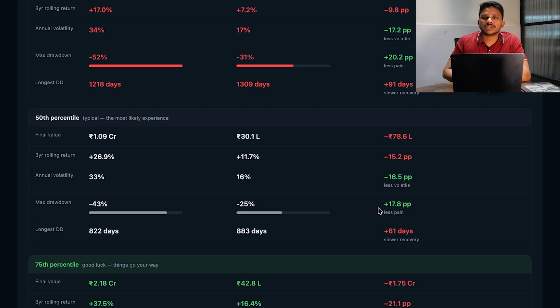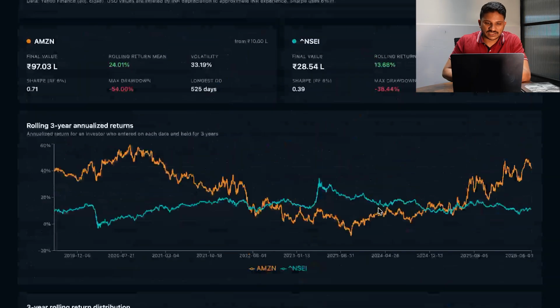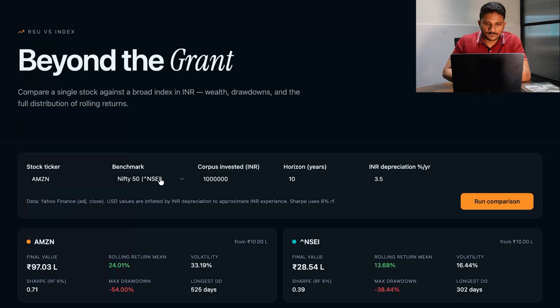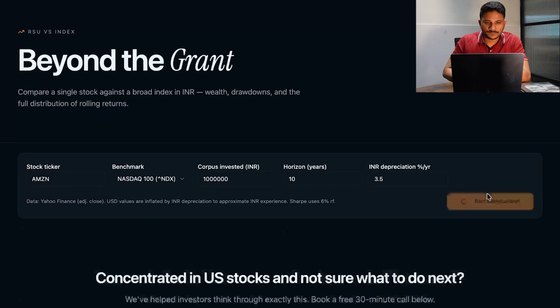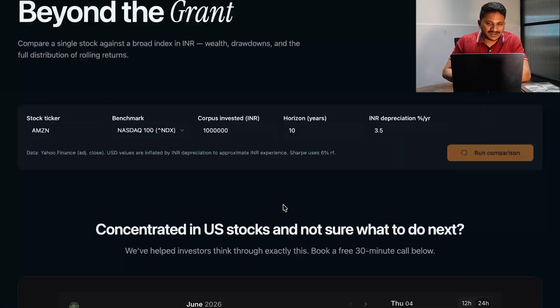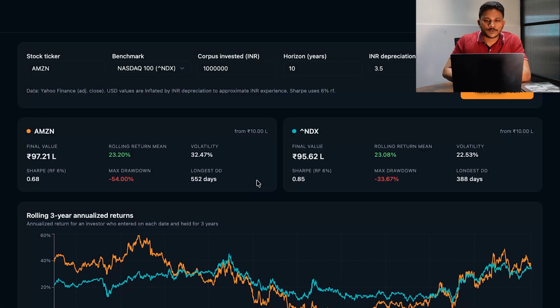Let's compare that with a more relevant index from the US, which is NASDAQ 100. So I've compared here Amazon with NASDAQ 100. Here the INR depreciation will impact both Amazon and also the value with NASDAQ 100.